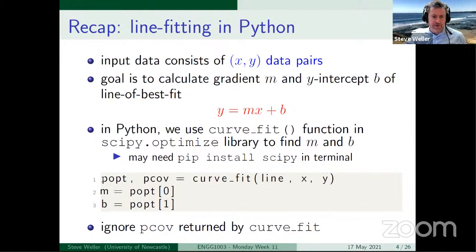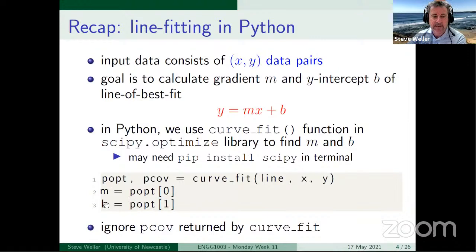Now the curve fit function returns two parameters. Each of them is an array. The first of them, popt, is short for parameter opt. It's the optimal parameters. It's the optimal choice of the description of the line. And we extract out of that popt array that's returned by curve fit the values of m and b. And these are the optimal gradient and intercept of the line of best fit. So all the work here is done for us by the curve fit function. And so this popt square bracket 0 means take the popt array that's returned by curve fit. The zeroth element of that array is the gradient. The popt 1 parameter, namely the first element of the popt array, is in fact the offset.